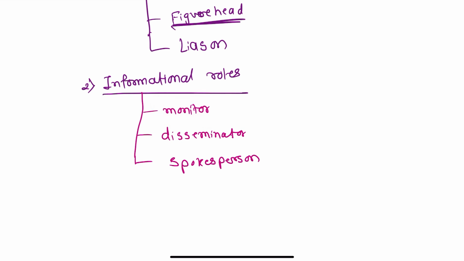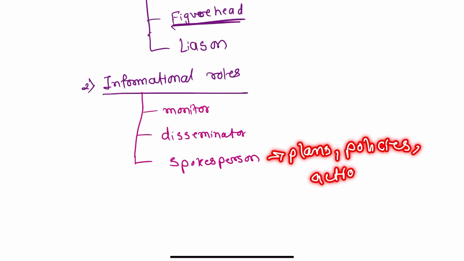Now the disseminator. Here, he or she transmits all input information received from outsiders to the members of the organization. Now the spokesperson. In contrast to these two roles, here the manager transmits the organization's plans, policies, and actions to outsiders.